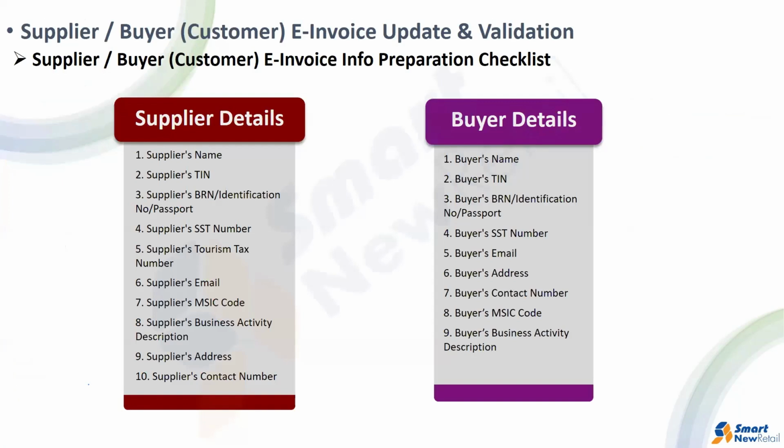Okay. Now we go to supplier and customer. So these are the information that you will need to prepare. You need to key in the supplier name, their TIN number, their BRN or identification number. Then SSC number if they have, tourism tax, the email, MSIC code, business activity description, address, and also contact number. So the difference between supplier and buyer is only the tourism tax number.